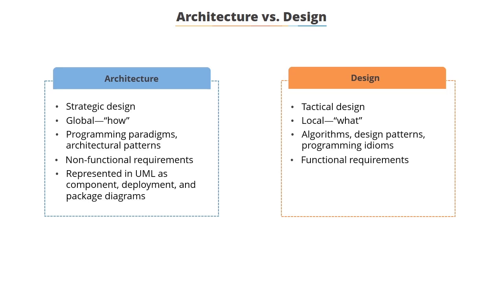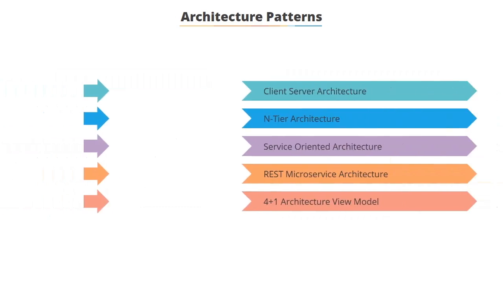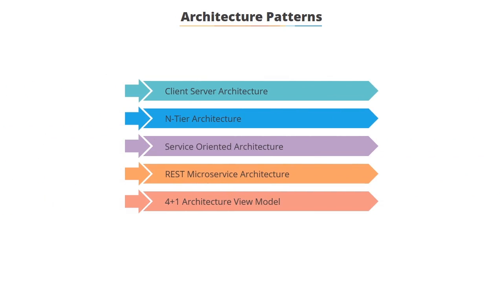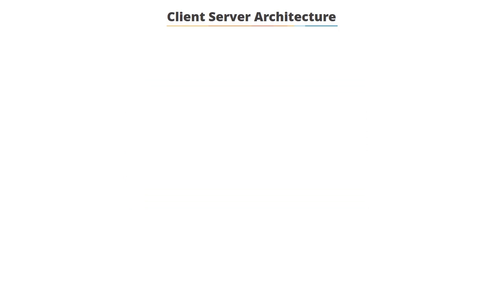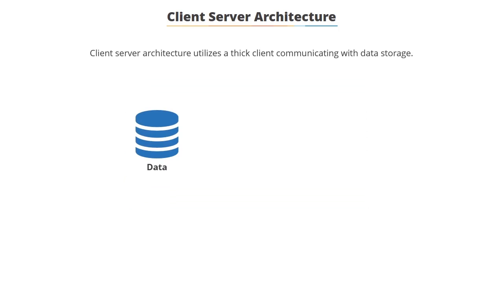And in UML, the diagramming language, we have certain diagrams which are more associated with architecture than those that are used for design. So let's look at some architectural patterns. The client-server architectural pattern has been around for some time. The idea is we have a thick client which communicates across a network with some external data storage.